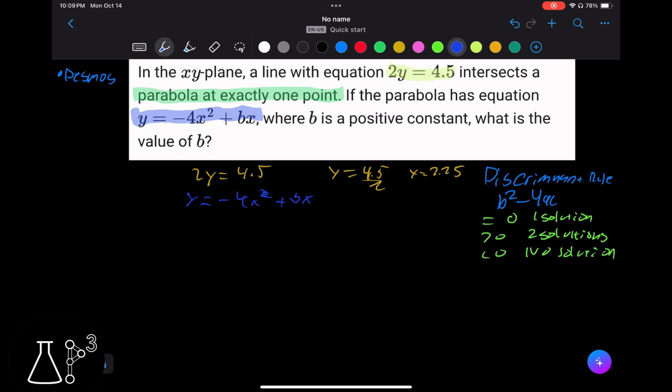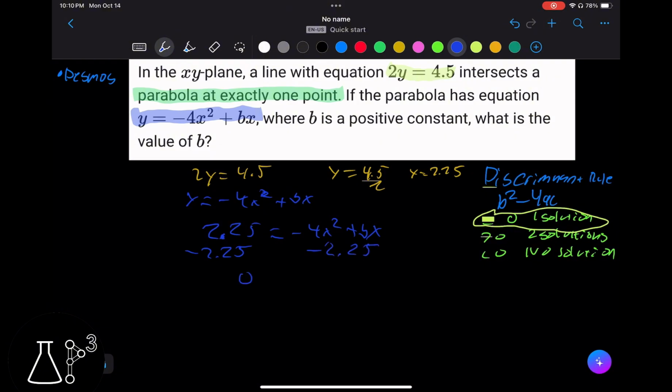Well, let's look at it. If it intersects at exactly 1 point, which of the discriminant cases are we going to be using? The one where the solution equals 0, so the one I circled, because it intersects at 1 point, so one solution. So now let me plug y into the blue equation. I'm going to get 2.25 equals negative 4x squared plus bx. If I subtract 2.25 on both sides, I get 0 equals negative 4x squared plus bx minus 2.25.